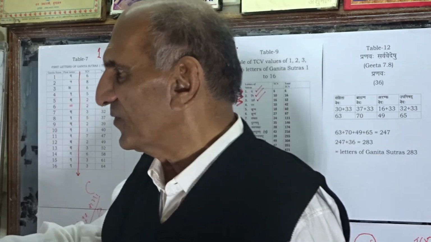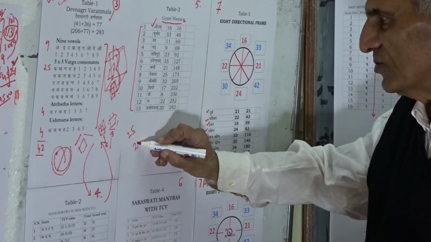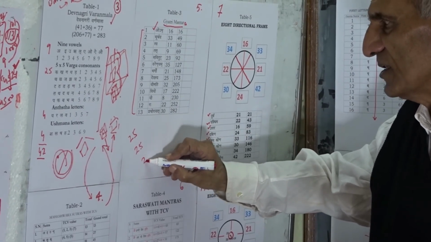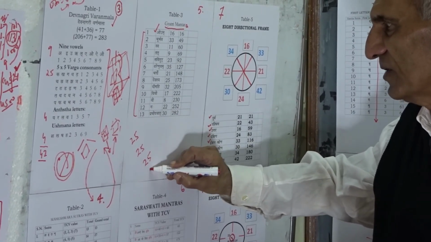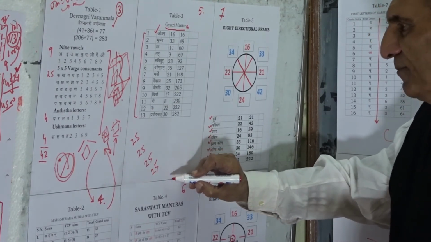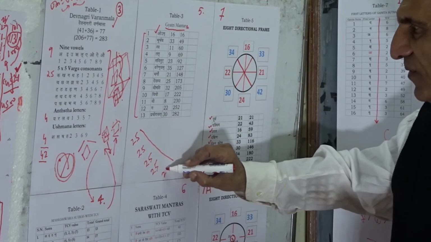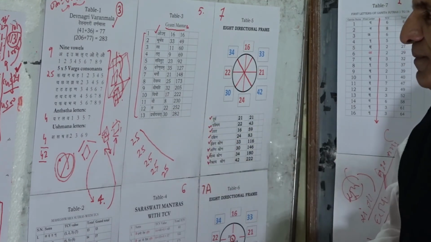itself is of TC value 25. Prithvi is also TC value 25. Vishnu is of TC value 25. Vashutkar is of TC value 25. And Sangya is also of TC value 25.